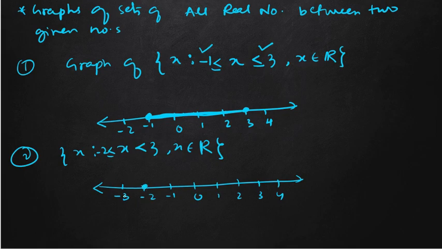Now you can see -2 is included, so we will darken the circle. But 3 is not included. So if 3 is not included, we have to draw an open circle. Okay, if 3 is not included, then we have to draw an open circle at point 3 like this. This will indicate that 3 is not included, and we have to include all the real numbers between -2 and 3.